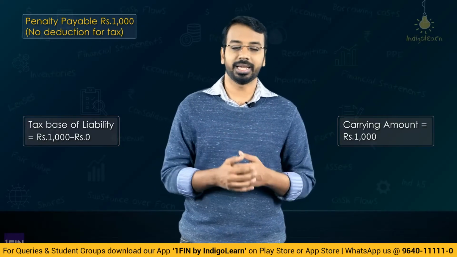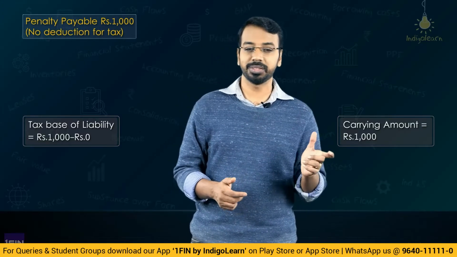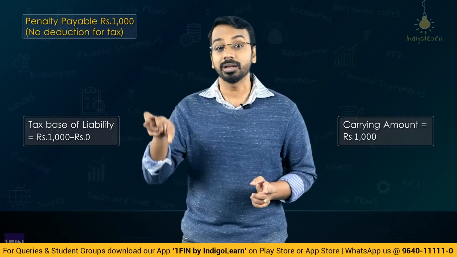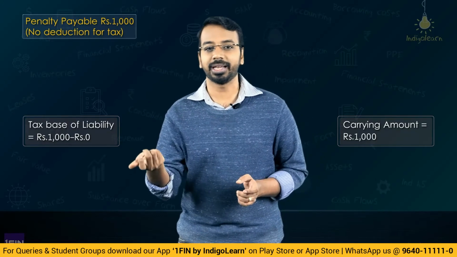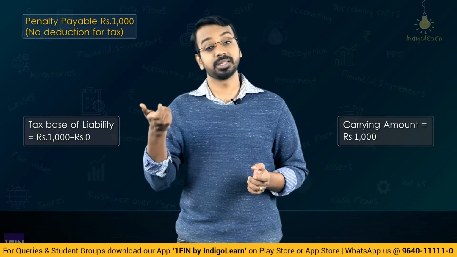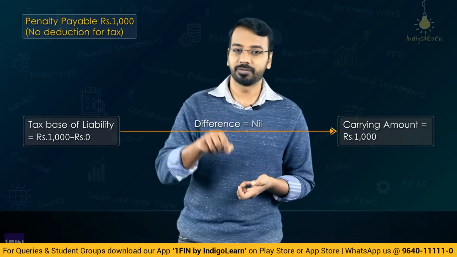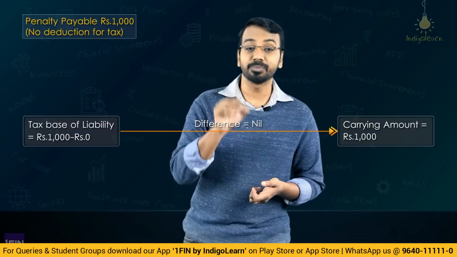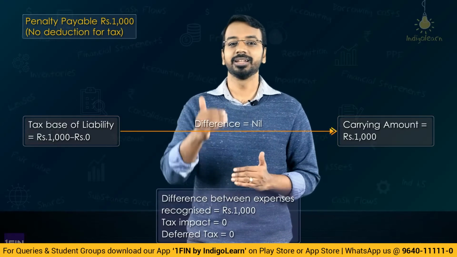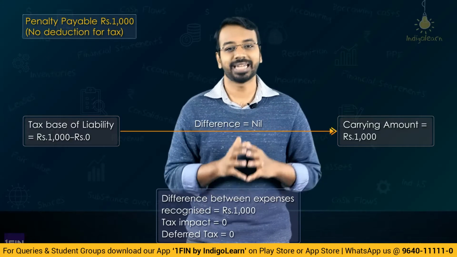The other way to understand that is, in the books, you have provided for penalty payable as an expense. For the tax purpose, it will never be an expense. There will never be an expense called penalty. So, you will never debit a penalty account and you will never have a liability for that. So, the liability or the tax base is zero and the carrying amount is 1,000. What is the difference? Difference is 1,000. But is there any tax impact of this? There is no tax impact of this. The tax rate is zero for this, and hence 1,000 multiplied by zero, it will still be zero, and hence there will not be any deferred taxation.